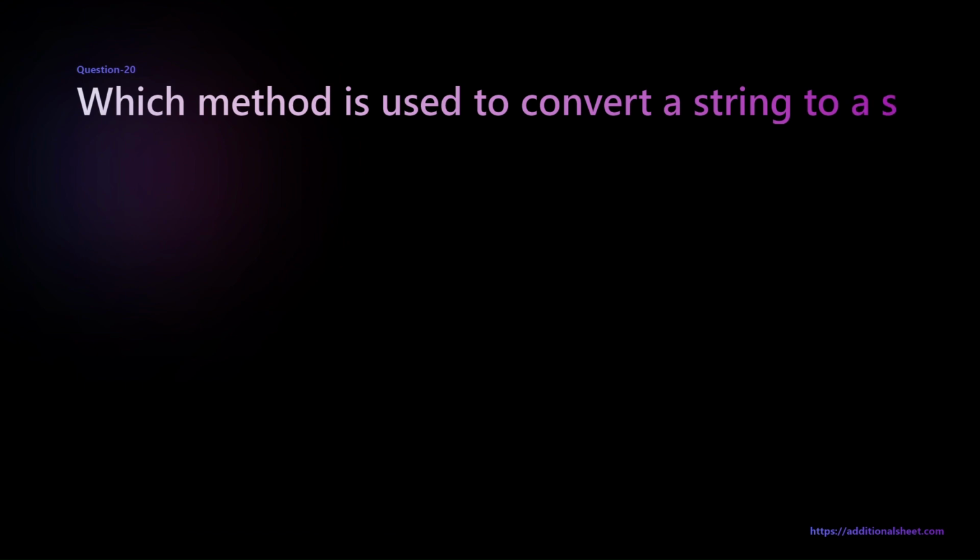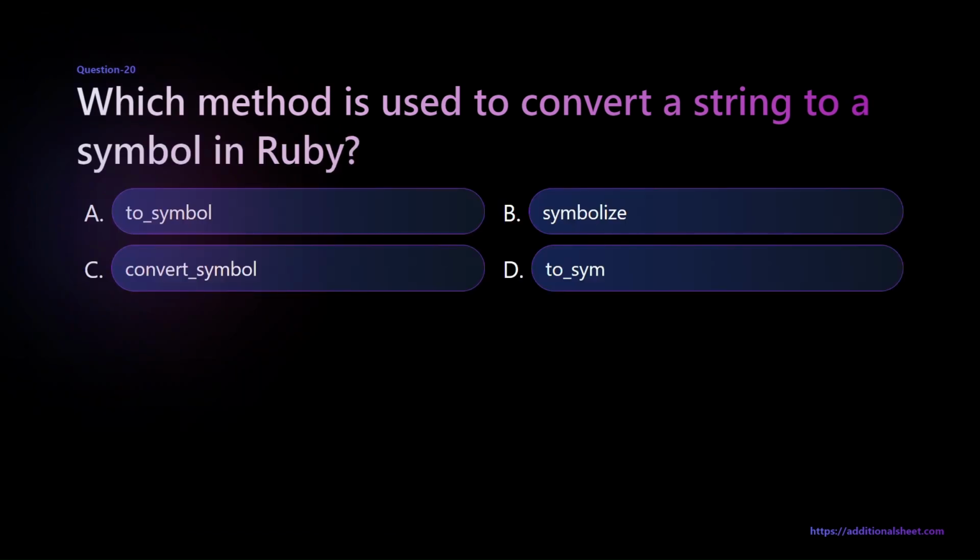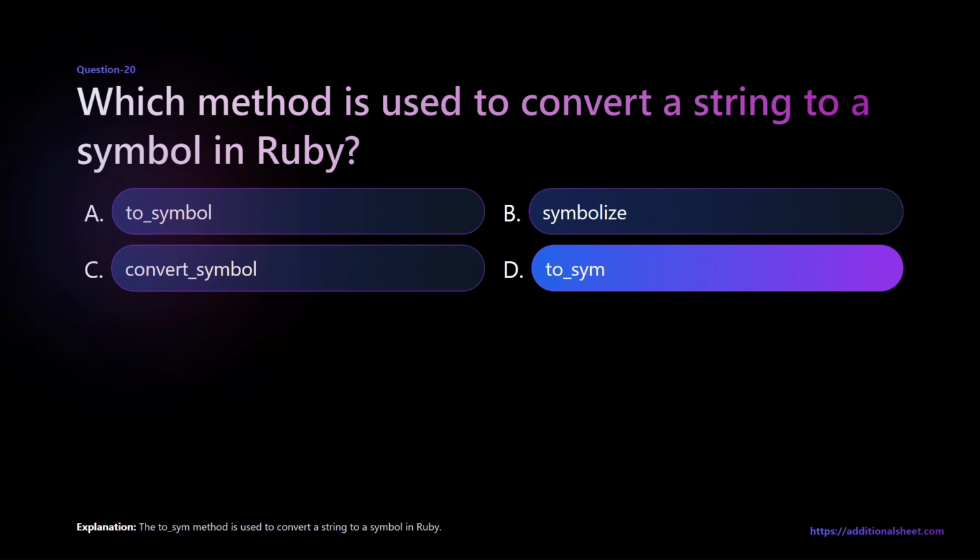Which method is used to convert a string to a symbol in Ruby? Option A, to_sym. Option B, symbolize. Option C, convert symbol. Option D, to_sym. The correct answer is option D, to_sym.